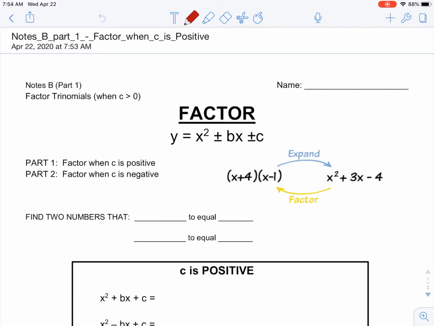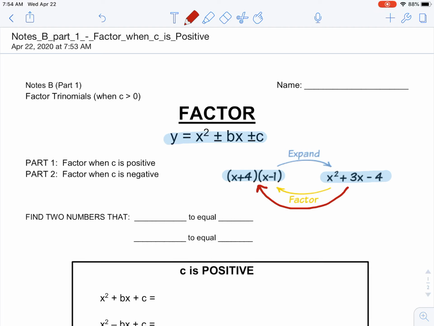What we're going to do today is learn how to factor. When we learn how to factor, we are starting with an equation that is given to us in standard form. So x squared plus 3x minus 4. And we are going to learn how to turn it into x plus 4 times x minus 1. So we are going to learn that process.